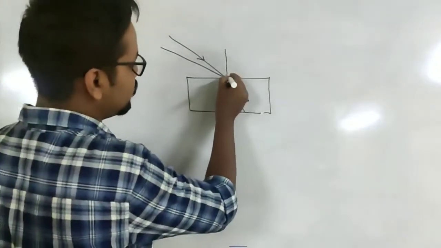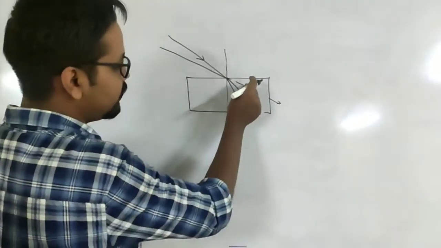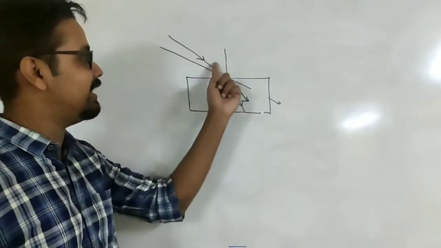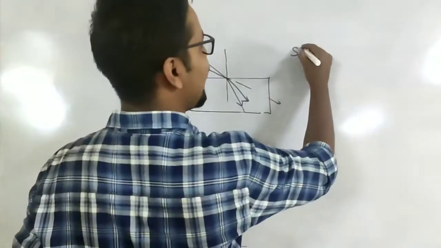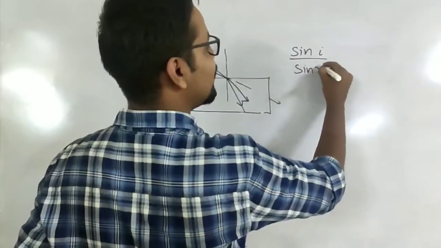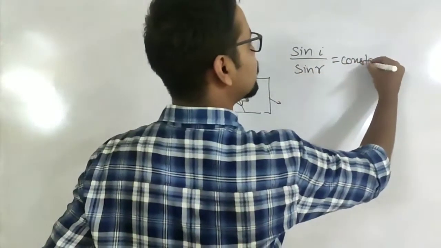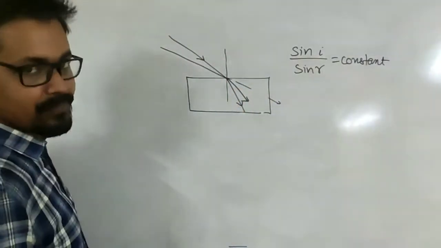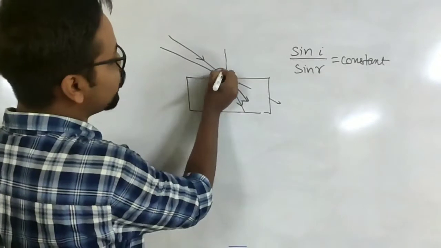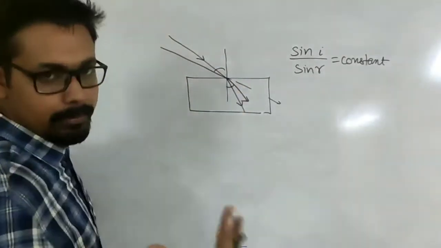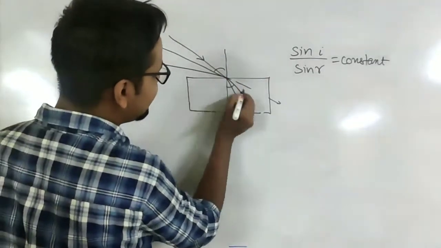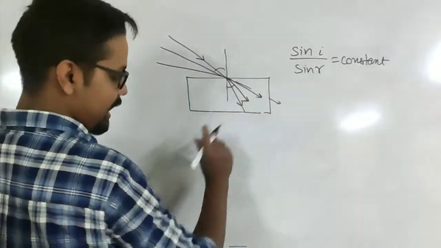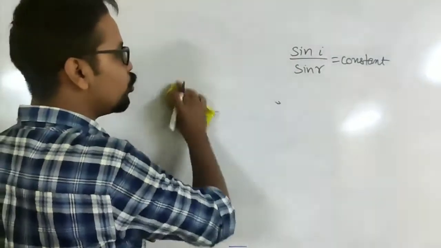Now, if I bend the light even more, it will be like this. Obviously, because this is the original angle. The bending is proportional to the angle, because sin i by sin r is always constant. That means the angle of refraction will depend on the angle of incidence. So if the angle of incidence is more, the angle of refraction will also be more. The more I keep on bending the light, the more the refraction becomes like this.